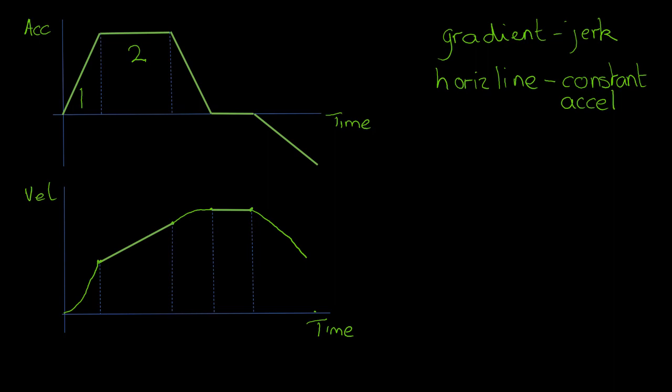So in section 3, what we've got here is the acceleration decreasing. In section 4 here, this would be when the acceleration does equal 0. And then what we've got here in section 5 is it actually decelerating.